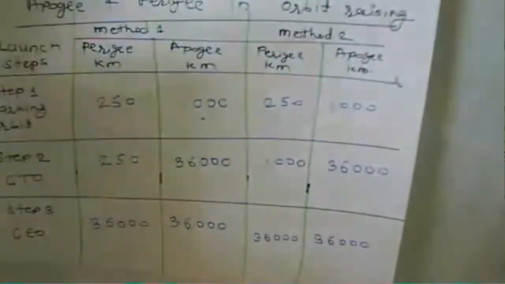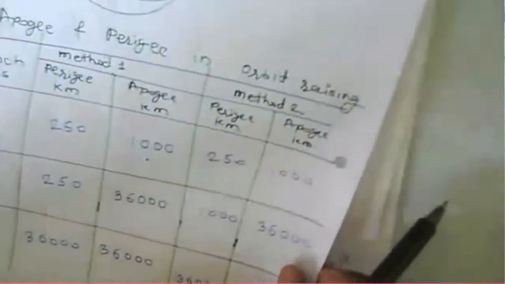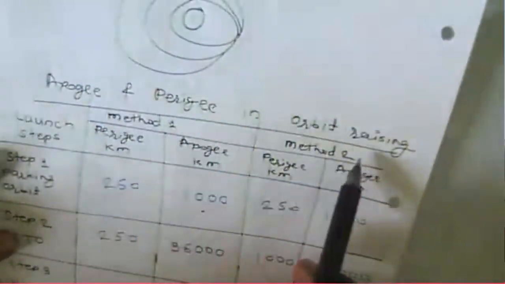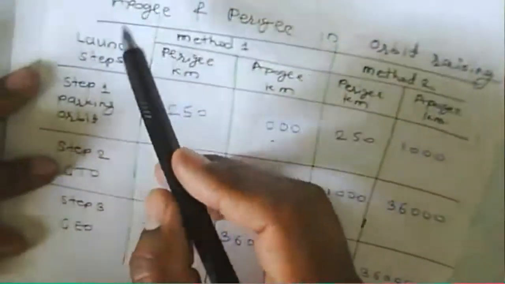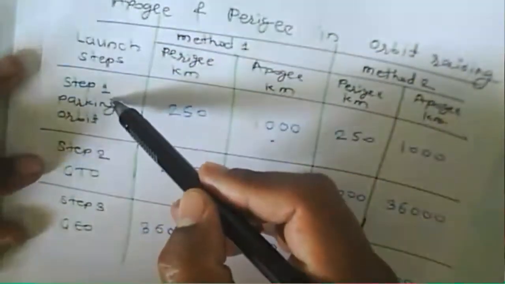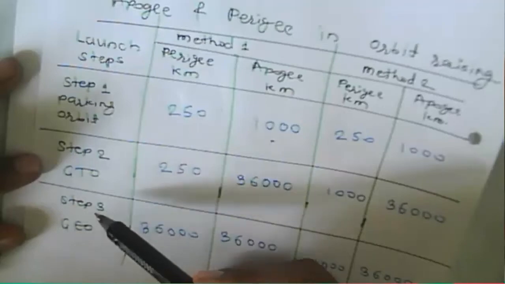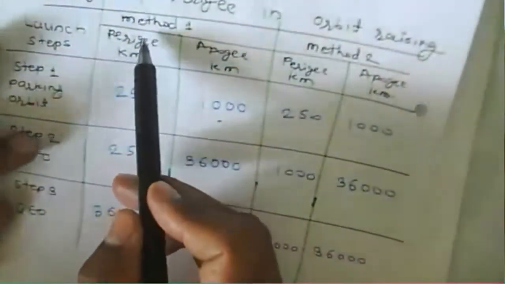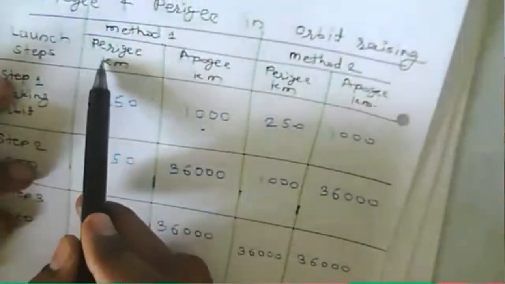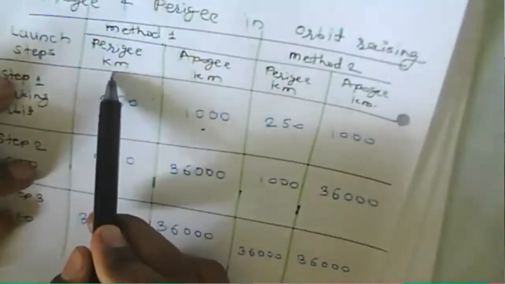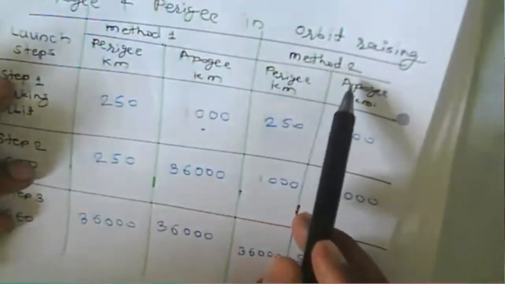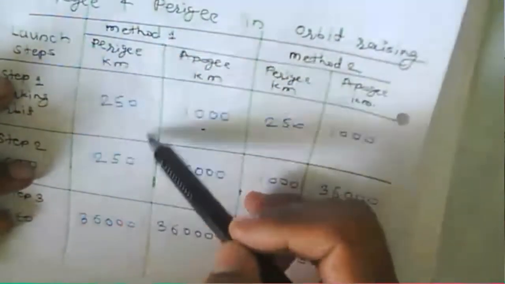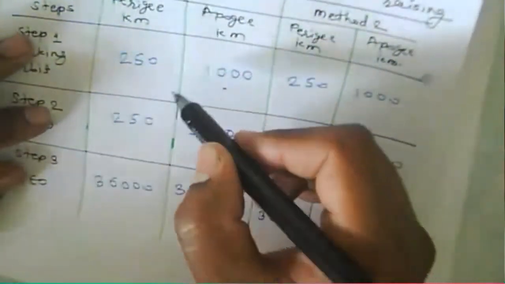If I draw the same, this one is about apogee and perigee in orbit raising. We are learning the launch steps. The first step is the parking orbit, step 2 is GTO, and step 3 is the geo orbit. And then we have two different methods. Method 1 is about perigee and apogee. We consider method 2 again with perigee and apogee. What are the various values of this perigee and apogee?